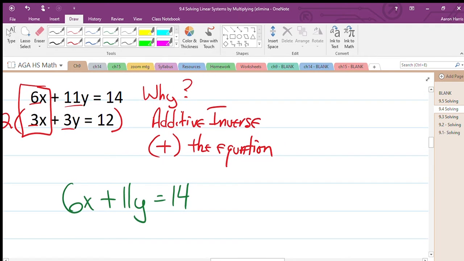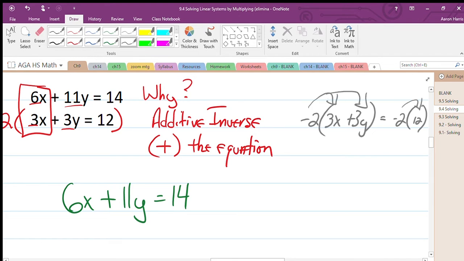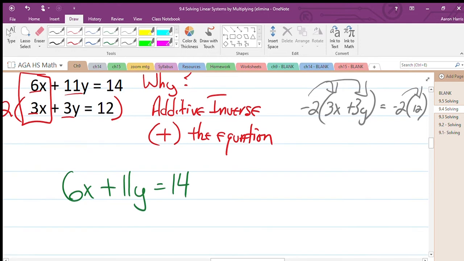Now, let's do some math over here. We said that we were going to take negative 2 and multiply the bottom equation. 3x plus 3y equals, that's the left side, so negative 2 times what? 12. Okay? What I do to one side, I must do to the other. Now, let's do this. I distribute this in and put this in here. What do we get? Negative 2 times 3 is negative 6x. Negative 2 times 3 is negative 6y. Negative 2 times 12 is negative 24.